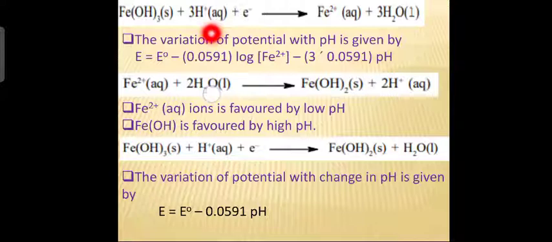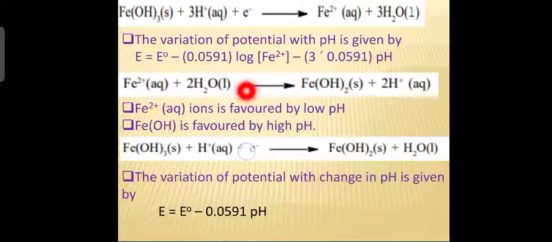The variation of potential with pH is given by the Nernst equation. You know the Nernst equation: E is equal to E0 minus 0.0591 log [Fe2+] minus 3 into 0.0591 into pH. Okay. The potential falls linearly with increase in pH, and that is shown by the line BF.